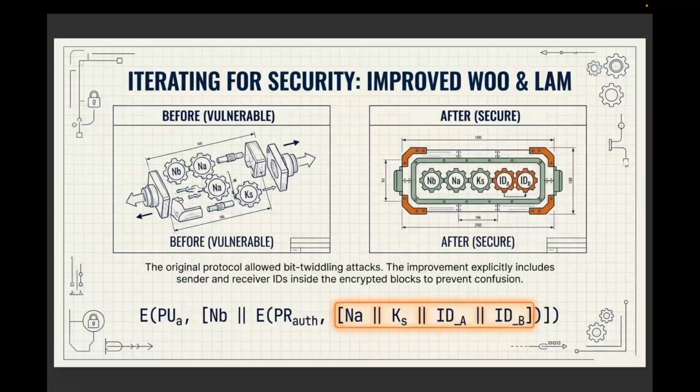However, the original Woo and Lam protocol had vulnerabilities. It is vulnerable to something called bit dwindling attacks, where attackers manipulate encrypted blocks. The improved version includes sender ID, receiver ID, session key and nonce, all explicitly included inside encrypted blocks. This will prevent confusion and impersonation. So a protocol must be designed while considering subtle attacks. Even small missing details can create big vulnerabilities.